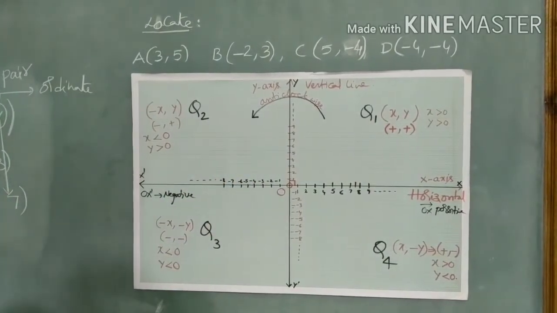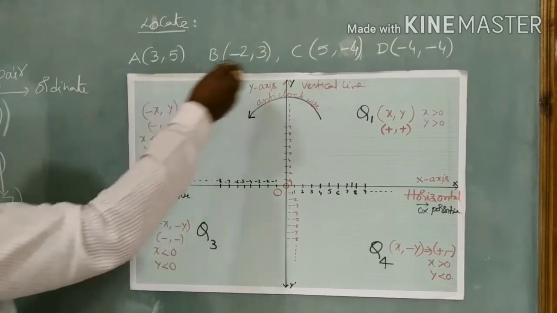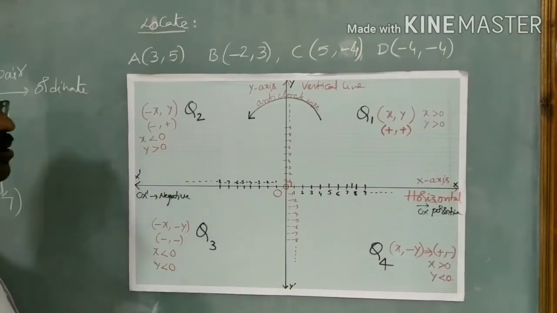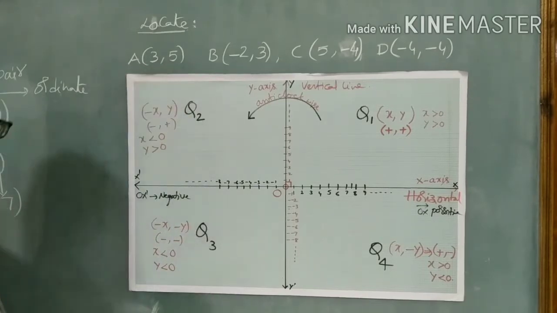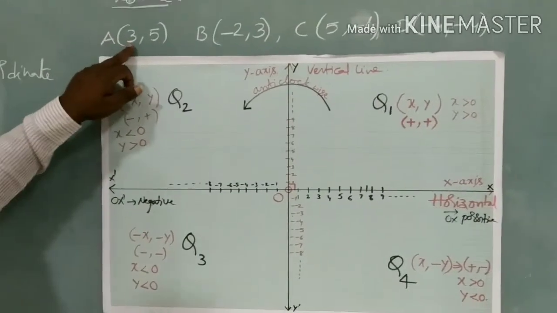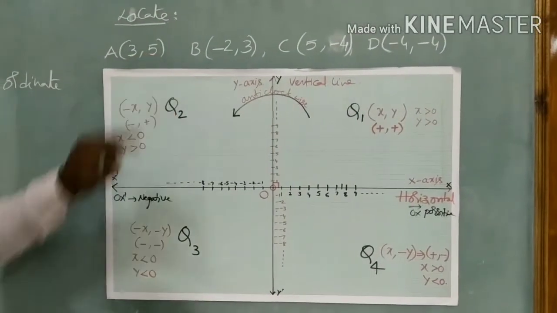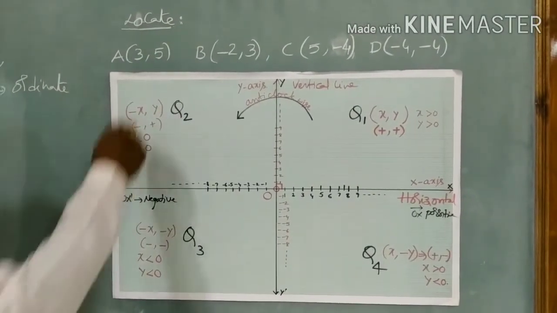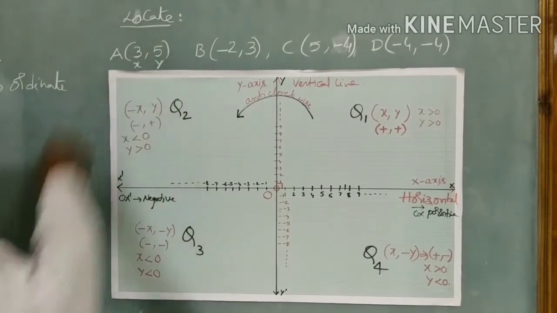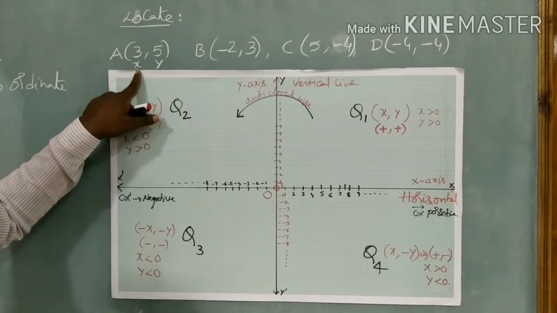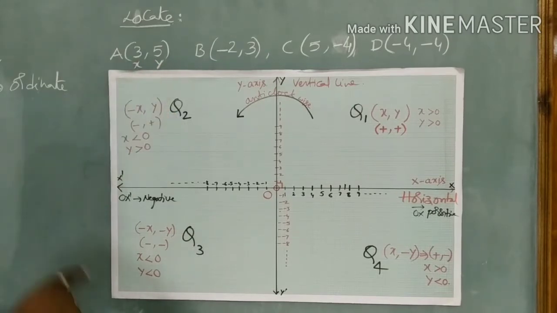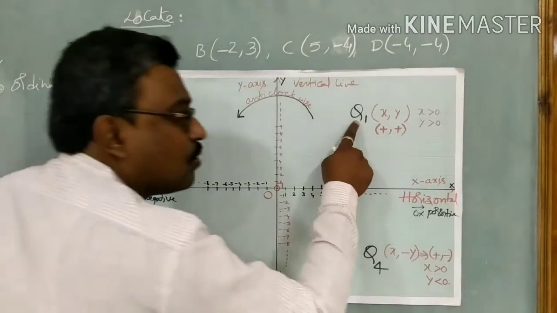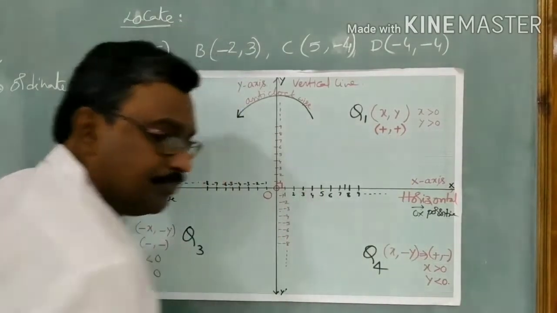Okay, now we will discuss one example here. Some example points we will locate in a coordinate plane. First, A (3, 5). So what is x? 3. What is y? 5. X is 3, y is 5. So are both positive or is anything negative here? Both are positive. Now see, in which quadrant will it go? Yes, quadrant 1. Both are positive.